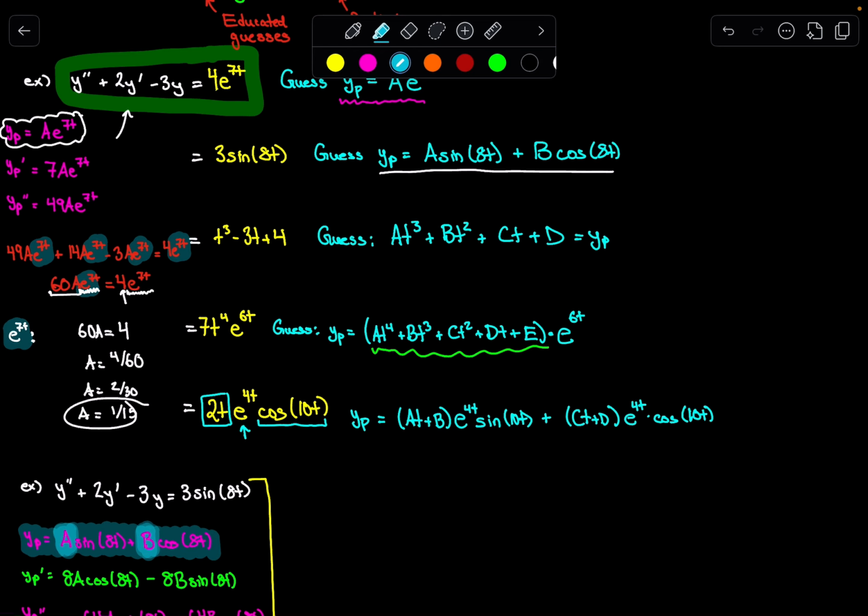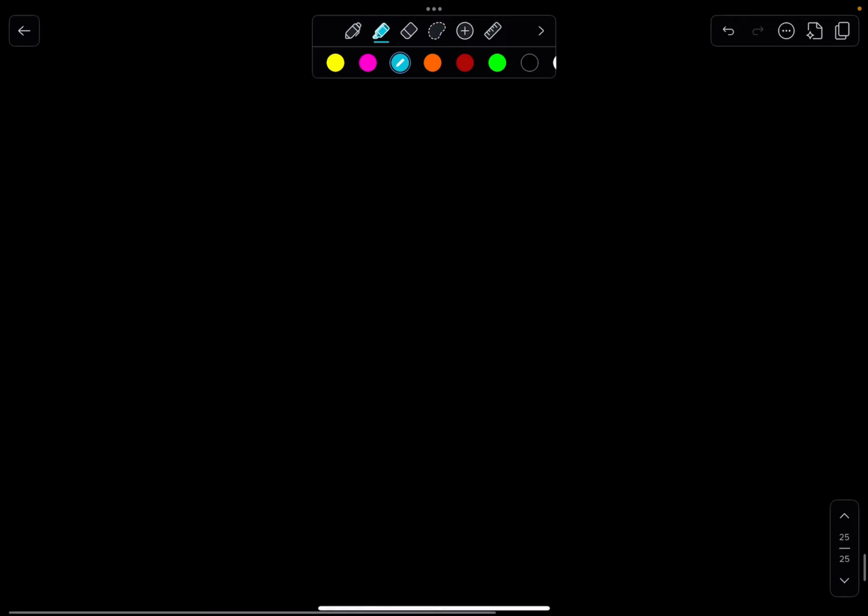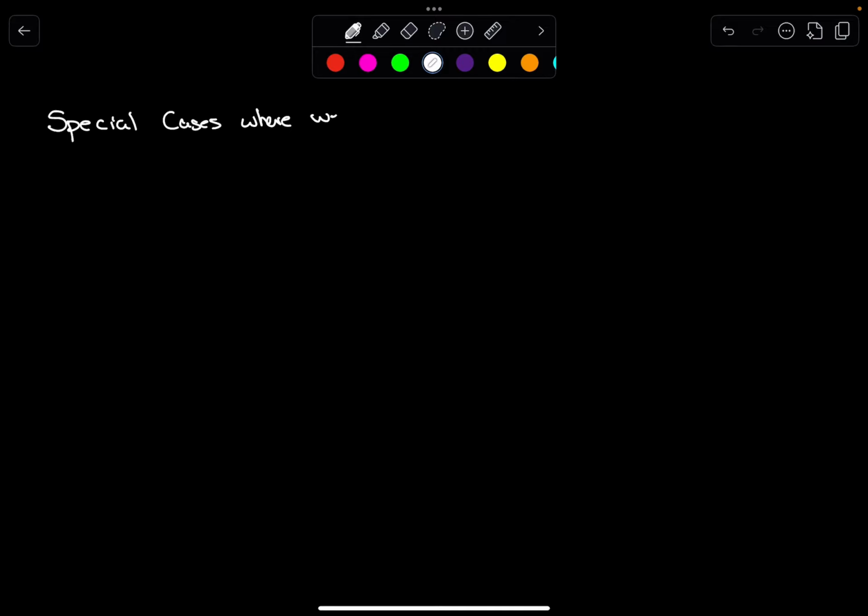This is our general process for guessing for these. But as always, there's a slight catch. There are some special cases, okay? So there are special cases where we need to modify our guess slightly. Okay, and so here we are. There are basically 2 big special cases.